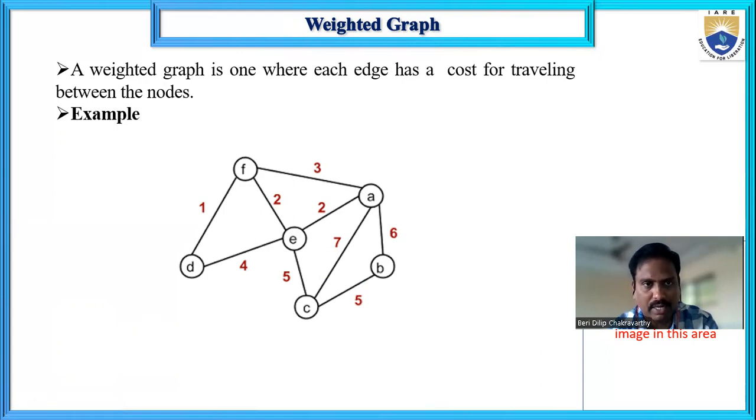A weighted graph is one where each edge has a cost for traveling between the nodes. From A to B, the cost of traveling is 6, and from B to C, the cost of traveling is 5. C to A, it is 7. Here I have given this for a non-directed graph. We have not used any directions here. So this is about weighted graph.